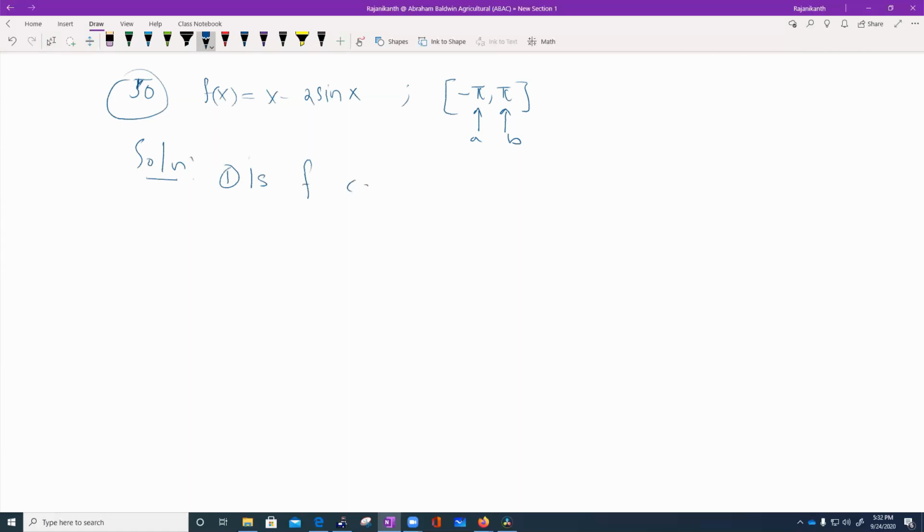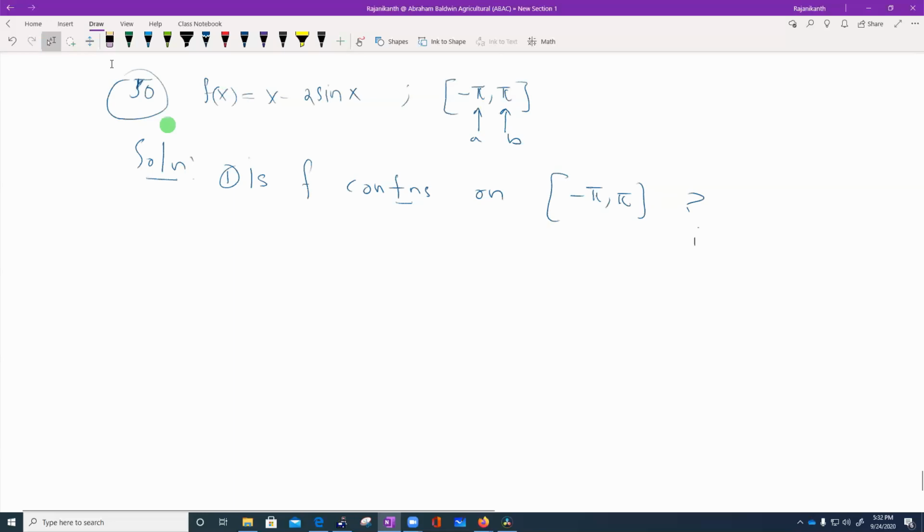Okay. So problem number 50 says the given function is f of x equals x minus 2 sine x. The given interval is negative pi to pi. These are my endpoints A and B. So if you want to apply the mean value theorem, make sure that the two conditions are satisfied. Ask yourself, is f continuous on the closed interval? Yes.